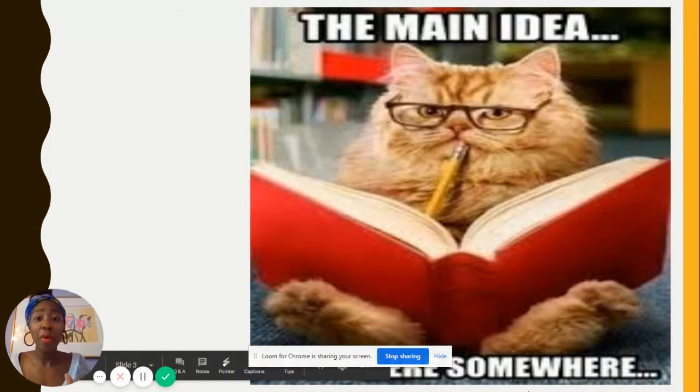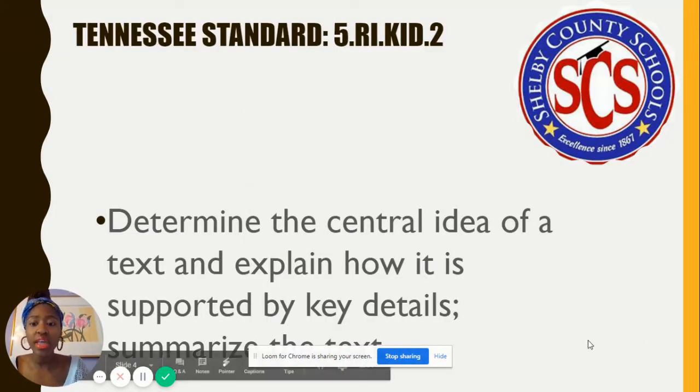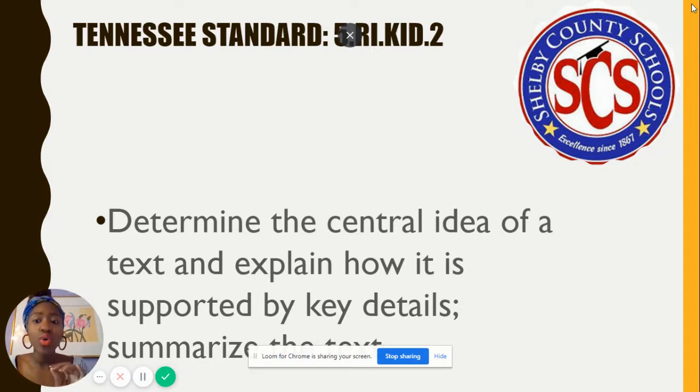It's in here somewhere. That's what some of us may be thinking. Or some of us already know how to find the main idea. What I want to do is leave us with clarity in knowing exactly how to find the main idea of a given text with the help of our key details. So let's look at the standard we're focusing on. Our standard says: determine the central idea of a text and explain how it is supported by key details.